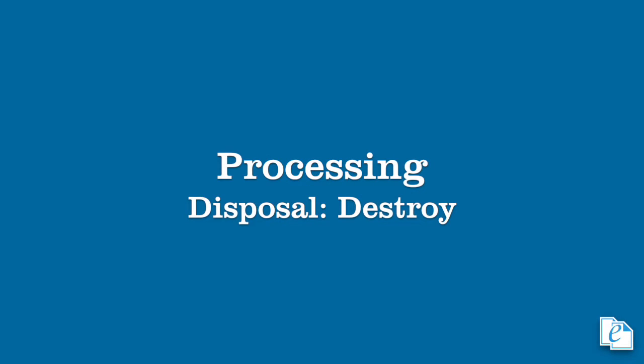There are two types of disposal processing, destroy and transfer. These work in one of two ways: automatic selection of items based on assigned disposal actions, or manual selection.